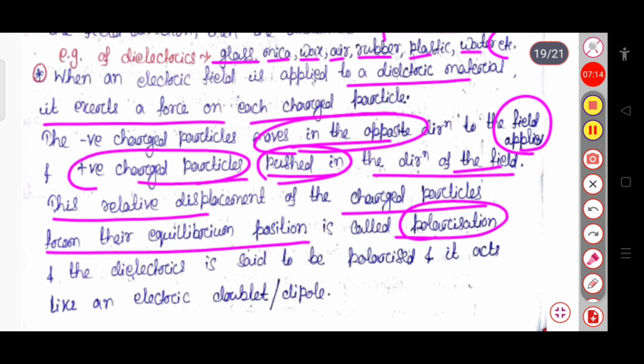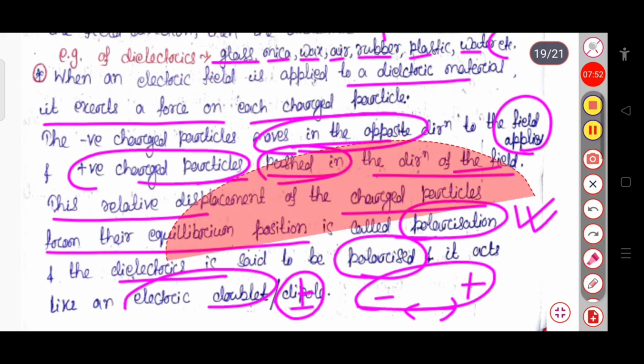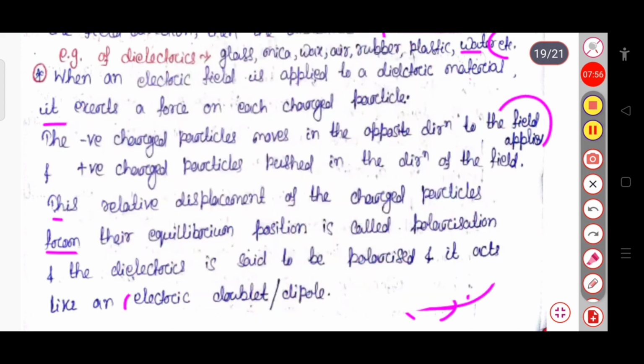That is, when the positive charge particle and the negative charge particle get separated from their equilibrium position. Equilibrium position means they are originally in this state, suppose, and on the application of the field they get separated. Because of this relative displacement from the equilibrium position, a new phenomenon comes, and this is called polarization. The dielectric in this case is said to be polarized, and it will act as an electric doublet, or we can say an electric dipole. This is called the electric dipole. Here, underline polarization.